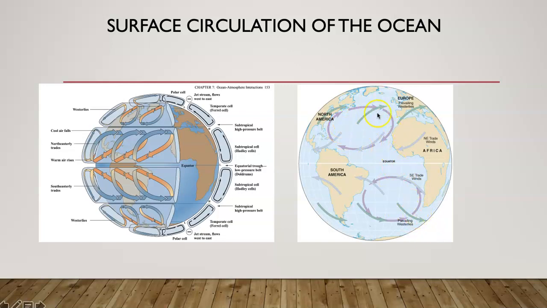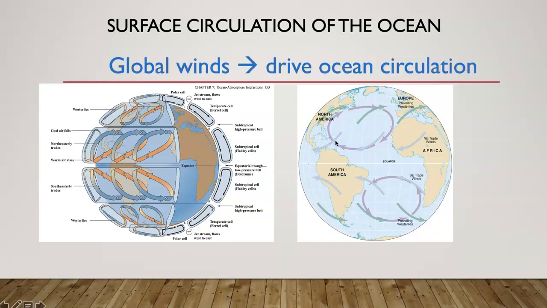What's shown with the purple is the resulting movement of the ocean. The surface waters of the ocean are moving in what's called a gyre, a big circular motion because of the winds. So global winds drive the ocean circulation at the surface. Notice in the northern hemisphere these gyres move clockwise, and in the southern hemisphere they move counterclockwise.